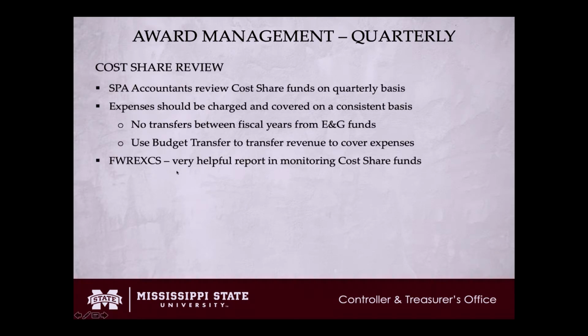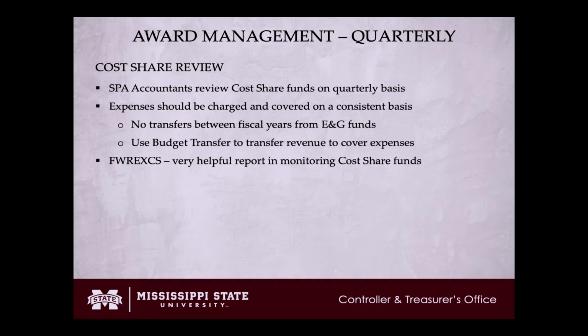So, award management on a quarterly basis. Some of the things our accountants do is cost share review. They review cost share funds on a quarterly basis and then reach out to the departments and send friendly reminders with information such as just reminding you that your cost share expenses, first of all, need to be charged. We need to meet that obligation. And then second, we need to cover that. So revenue will have to be moved in.